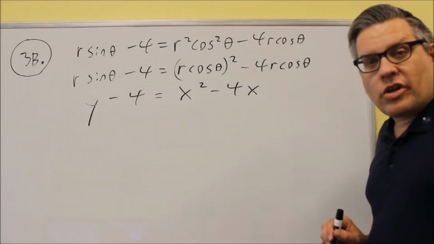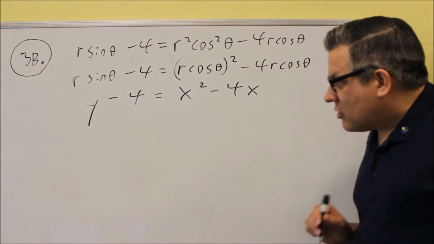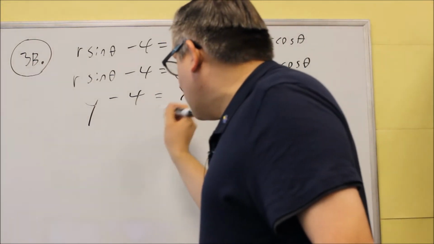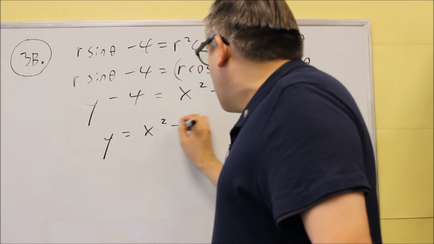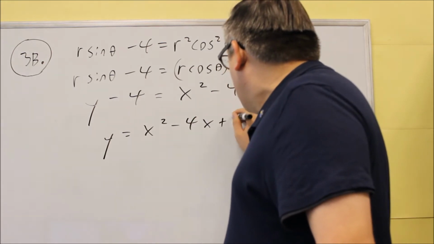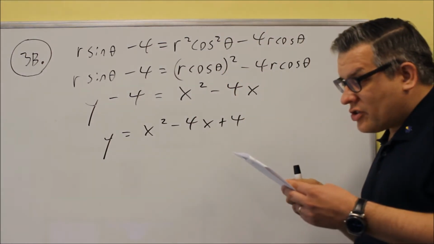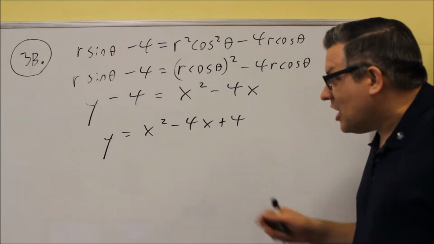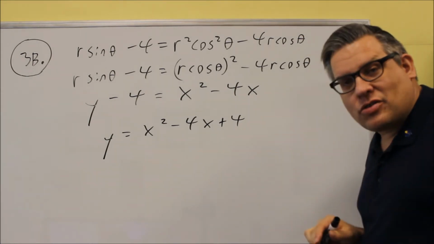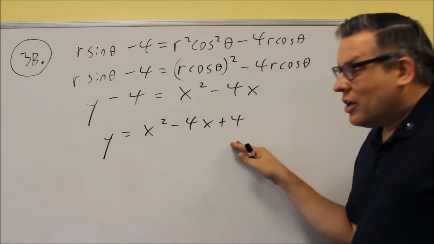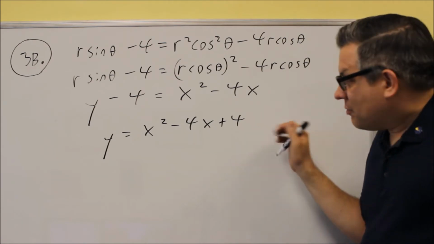Now we need to get it to look like the answers for the multiple choice. So I need to first get y by itself. So I get x squared minus 4x plus 4. Now there is a choice on here that's choice B, but that's got a minus 4. This is plus. So not the same. So I know that's not my correct answer.